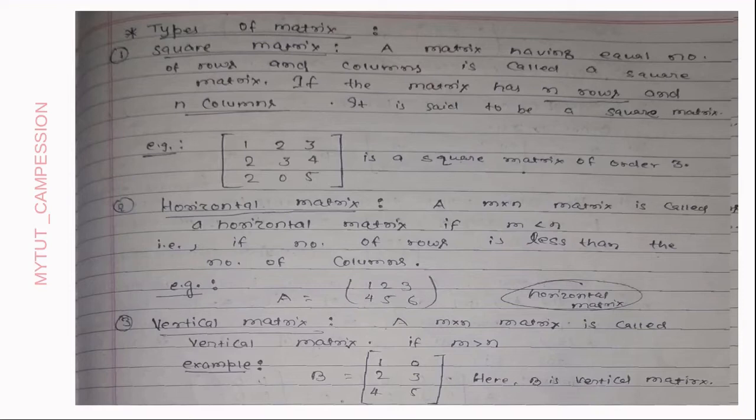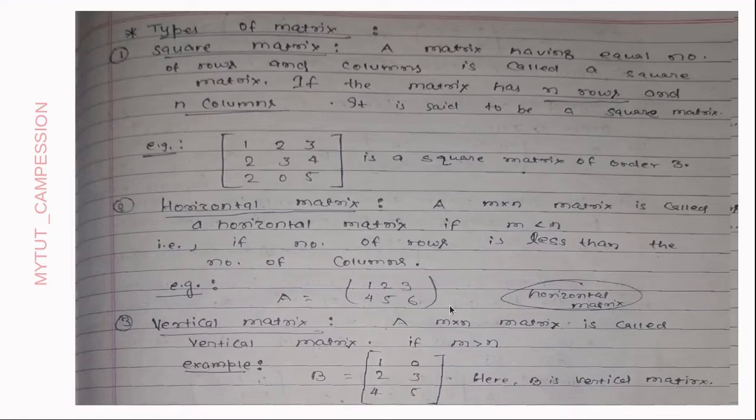So a horizontal matrix is an m cross n matrix where the number of rows is less than the number of columns. For example, here is a matrix with elements 1 2 3 4 5 6. This is a horizontal matrix because the number of rows is 2 and the number of columns is 3. A is a 2 cross 3 matrix. This is an example of a horizontal matrix.